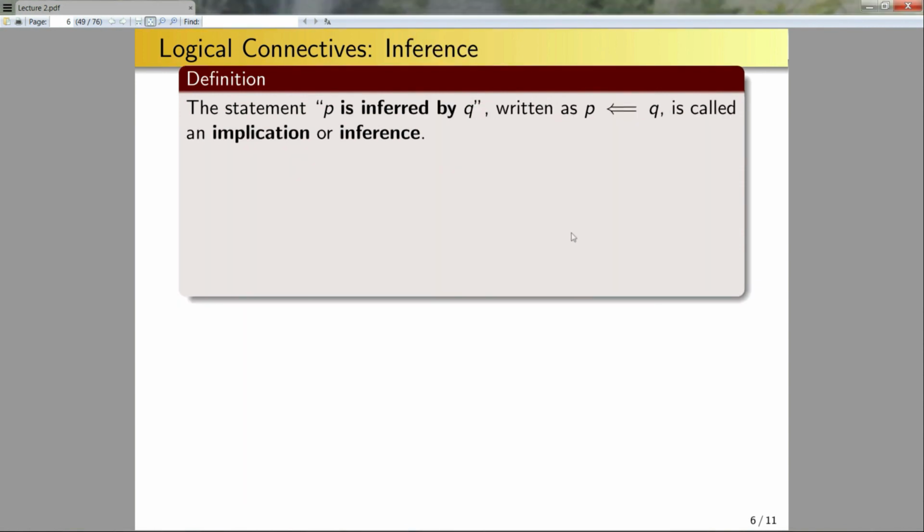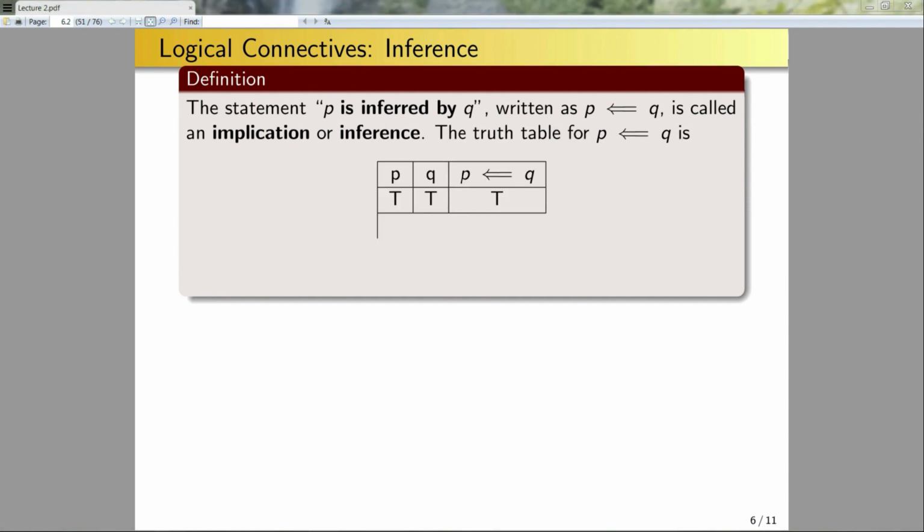Okay, now let's look at inferences. The statement P is inferred by Q, written as P ← Q, is called an implication or an inference. So the truth table for P is inferred by Q is going to be quite similar to the truth table for implications. So if Q is true and P is true, then I have true.